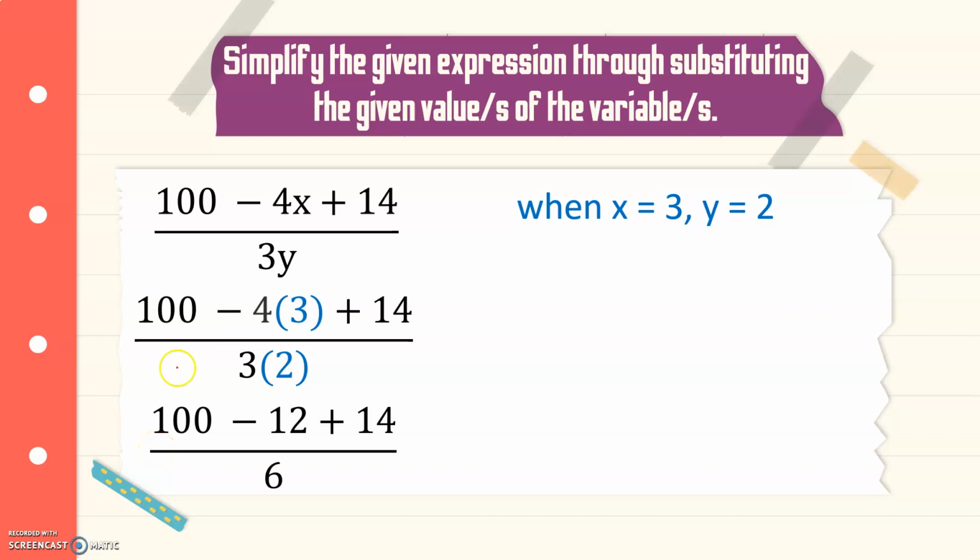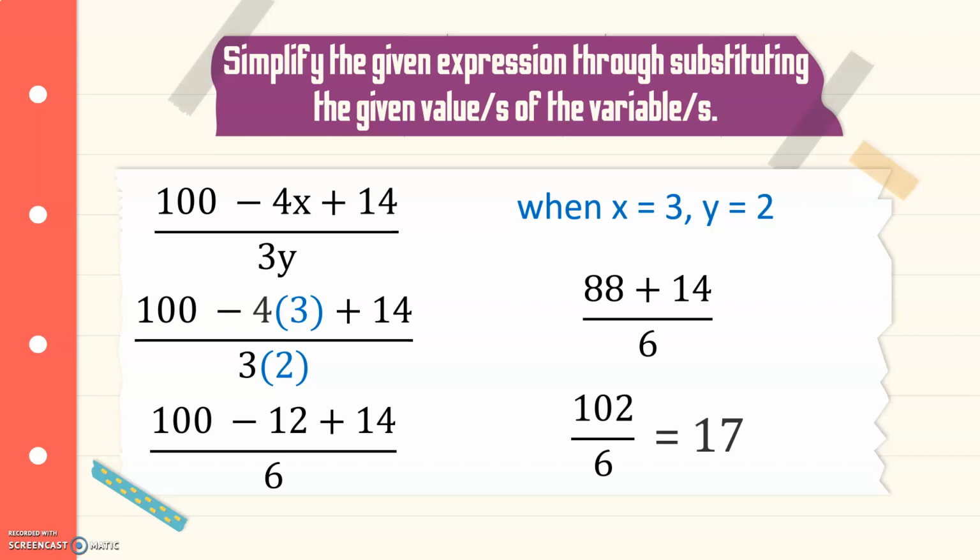In this case, we cannot do division yet because we have here 3 different numbers on top, in the numerator. So it's better if we simplify first what's written above, what's given in our numerator, before we divide it by 6. So we'll have 88 plus 14 over 6. Then 88 plus 14 is equal to 102. When we divide 102 by 6, that will give us 17. So the value of 100 minus 4x plus 14 all over 3y when x is 3 and y is equal to 2 is equal to 17.